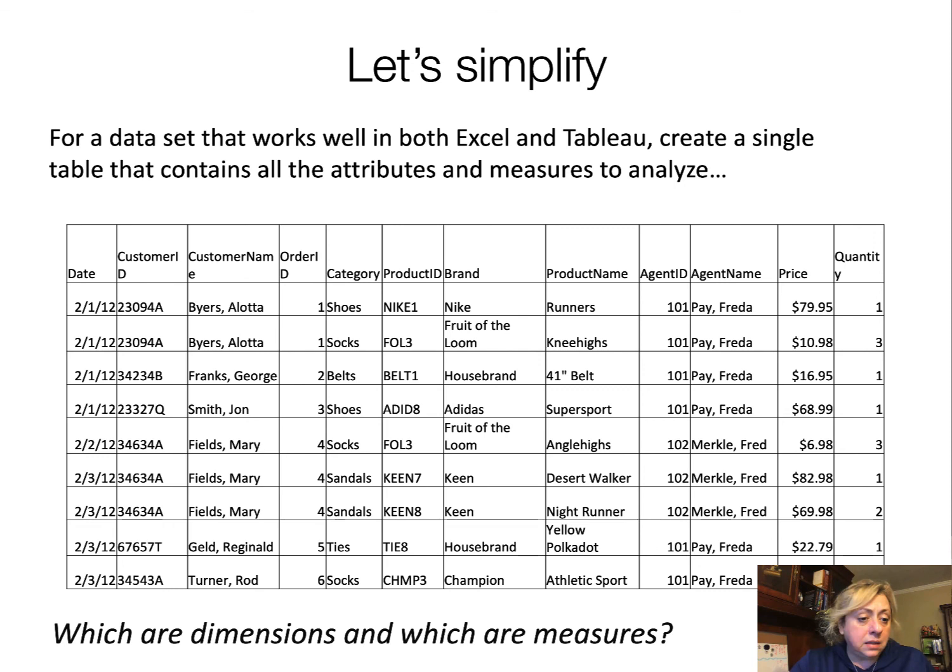So we have the date, customer IDs, customer names. Each column represents a variable: order ID, the category of what they purchased, the product ID, the brand, the product name, the agent ID who sold the product to that customer, his name, the price paid, and the quantity. So for each one of those, try to pause the video and think about it. Which ones are dimensions? Which ones are measures?